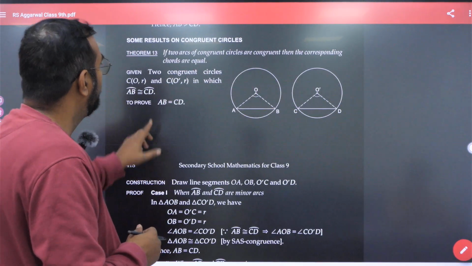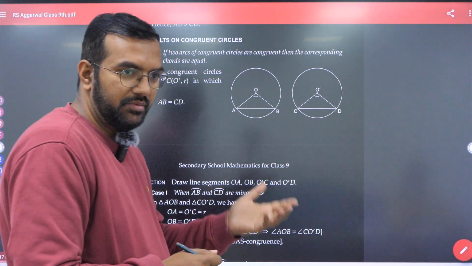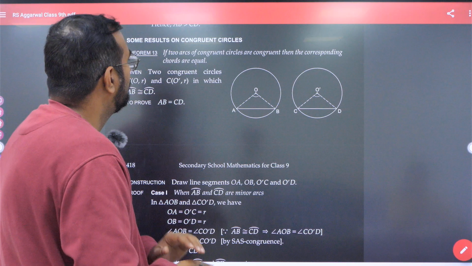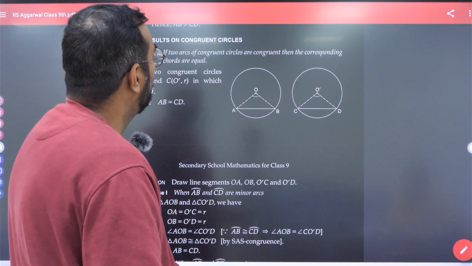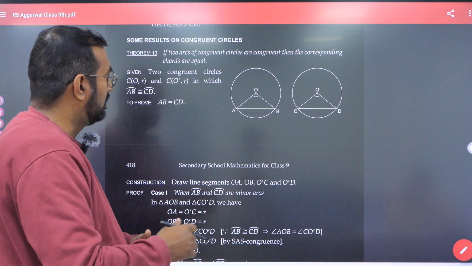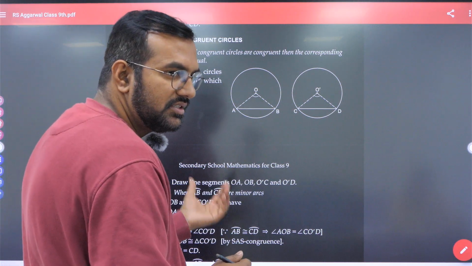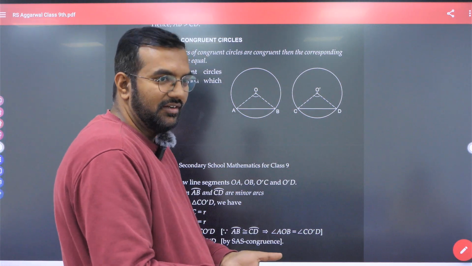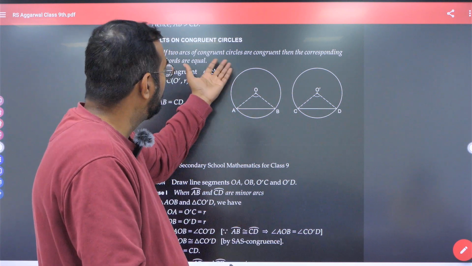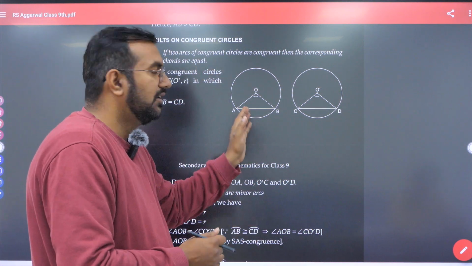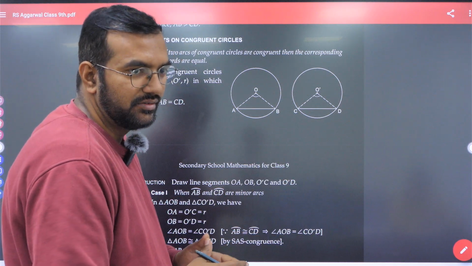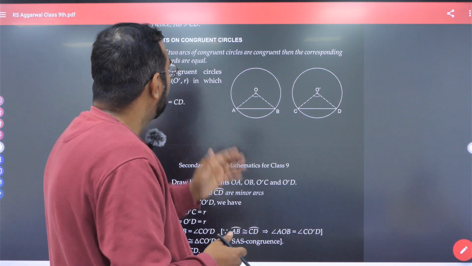I remember that in the first class or maybe the second class we discussed these theorems. If two arcs of a congruent circle are congruent, then the corresponding... No, it is about two congruent circles, right? We discussed in the same circle. Yes, sir, same circle. Here it is in two different circles, but the circles are congruent. Okay, so what is the theorem?